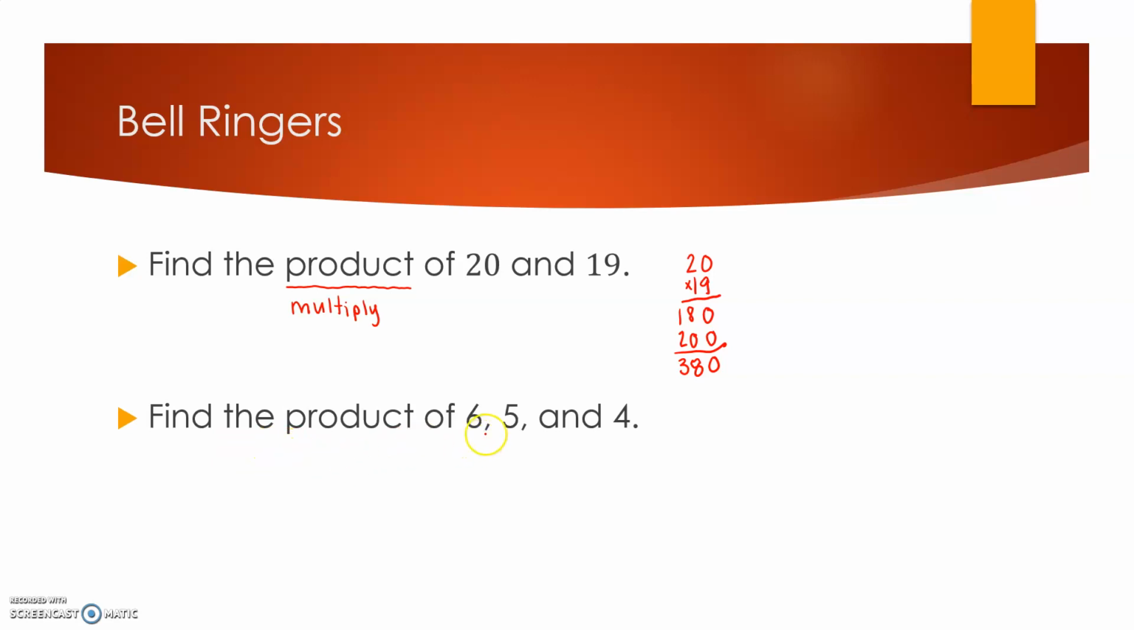Then it says find the products of 6, 5, and 4. And again, product means multiply, so we're doing 6 times 5 times 4. So we could write it out vertically if we want, but I'm going to try a different method. I'm going to use our order of operations, and that says that we're going to do multiplication in order from left to right. So if I do this, 6 times 5, I get 30, and then I have 30 times 4, and 30 times 4 is 120. So this would be my answer.